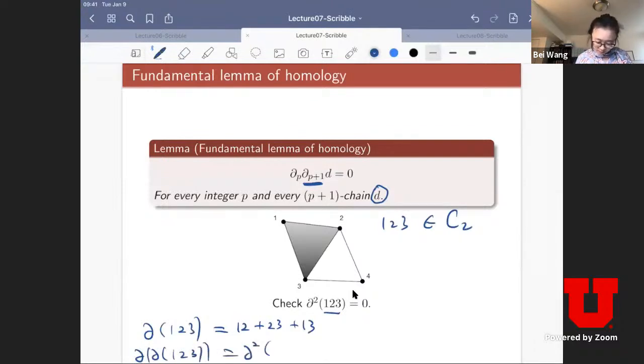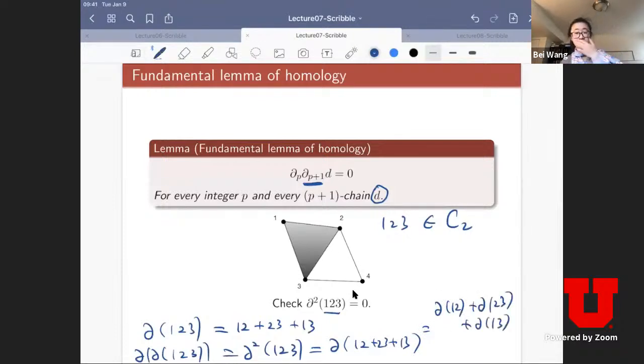So I can do it. Then I'm going to take the boundary of the previous boundary, which is 1, 2 plus 2, 3 plus 1, 3. And this is equal to the boundary of 1, 2 plus the boundary of 2, 3 plus the boundary of 1, 3. And remember, the boundary of an edge is its vertices. So this is 1 plus 2 for the boundary of the edge 1, 2. 2 plus 3 is the boundary of the edge 2, 3. And then 1, 3 is the boundary of the edge 1, 3. Now everything cancels out. This is equal to 0. Okay. So essentially what 0 means is that the boundary of a chain is empty. Okay.